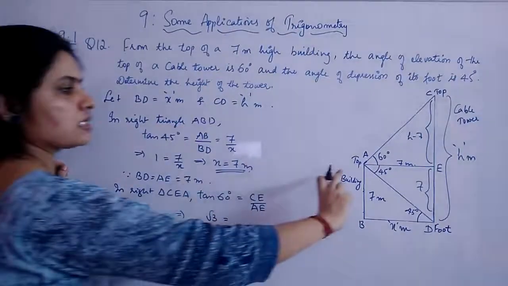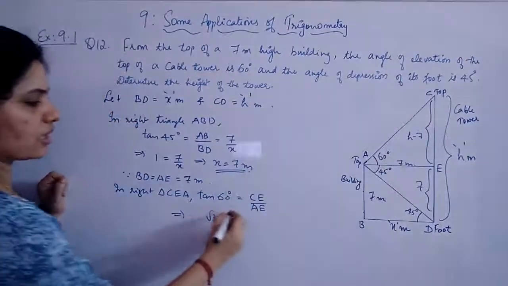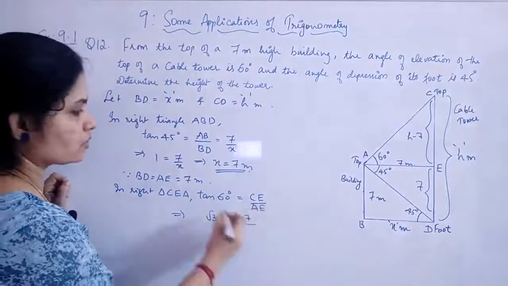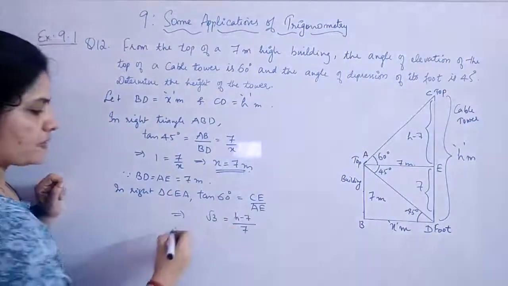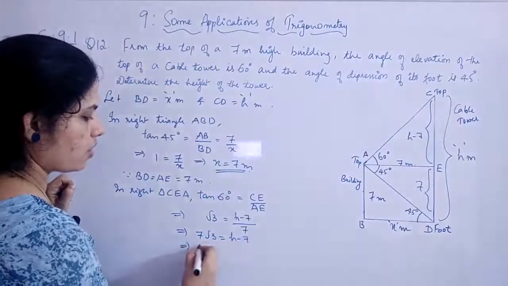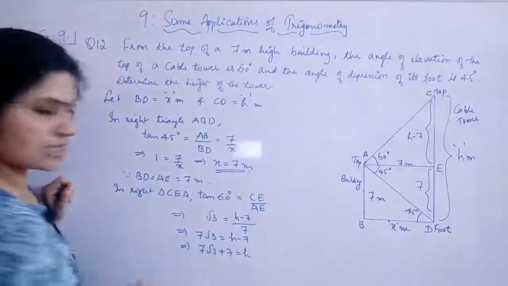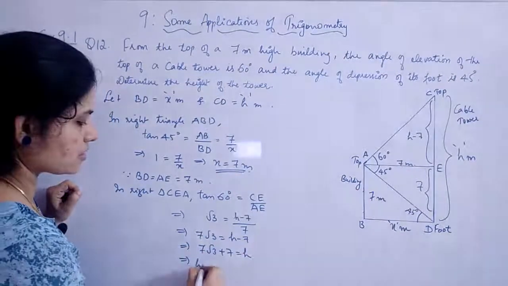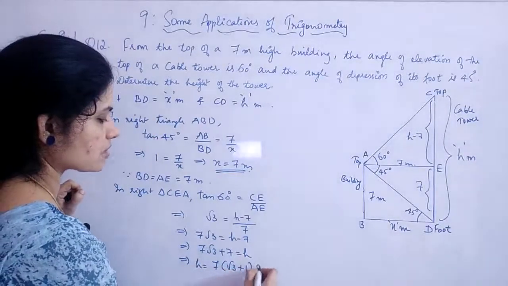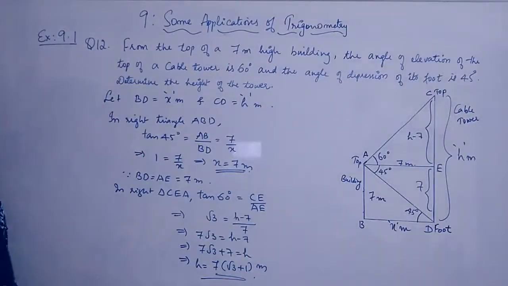That is, since it is the same as the building's height, ED is also 7, so you are getting CE as H minus 7, and AE you already got to be 7. So from here you will get 7 root 3 is equal to H minus 7, or 7 root 3 plus 7 is equal to H. That is, H is equal to 7, you can take out in common, so 7 into root 3 plus 1 meters. So this is the height of the tower.